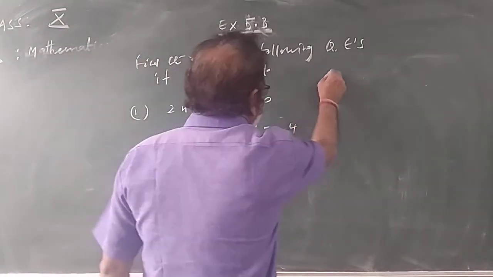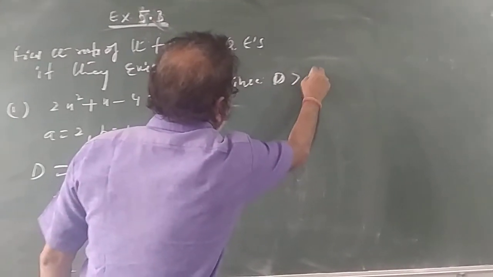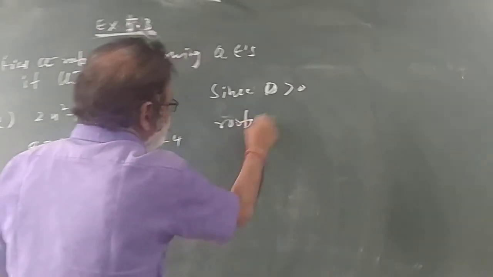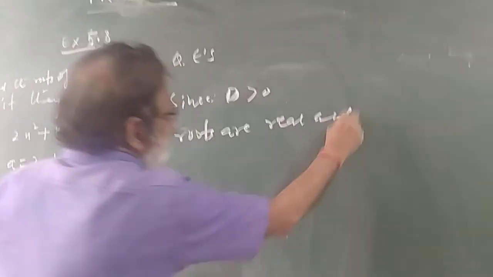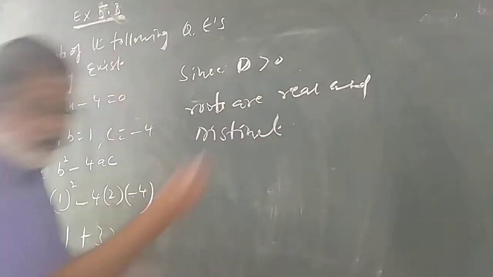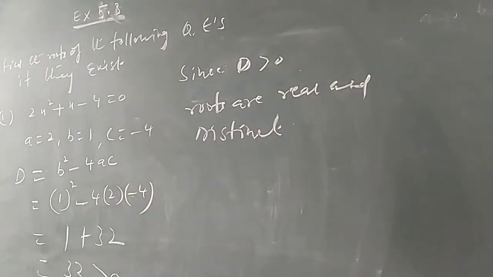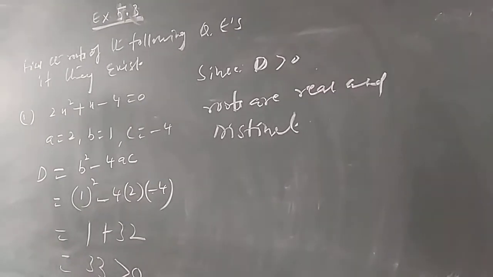Therefore, since D is greater than 0, roots are real and distinct. Now we can find out the roots. Roots exist when D is equal to 0, and roots exist when D is greater than 0. Now find out the roots using any method. Using any method, you can find out the roots.